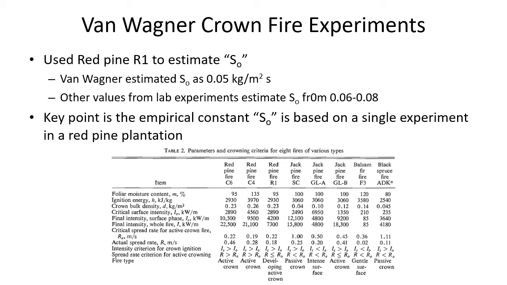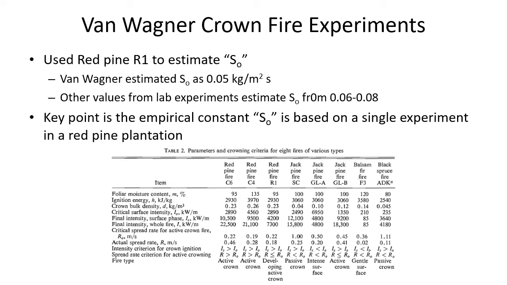Ultimately, Van Wagner used the numbers from red pine plantation R1, basically because that plantation was right on the edge of what he called active crown fire, or as he says down on the chart here, developing active crown fire. So it was really just right on that threshold. Based on the bulk density and the rates of spread in there, he empirically derived this constant of 0.5 kilograms per square meter per second. This is pretty close to some lab experiments that were done a little bit before these crown fire experiments. So it seems to be in the ballpark of maybe being some sort of true physical constant that we can work with.